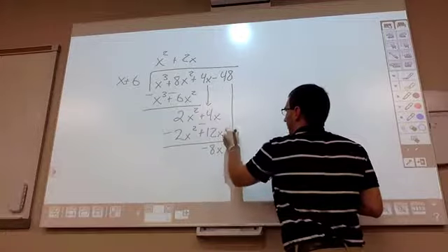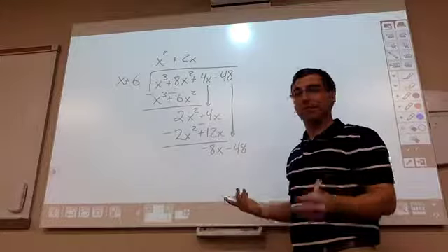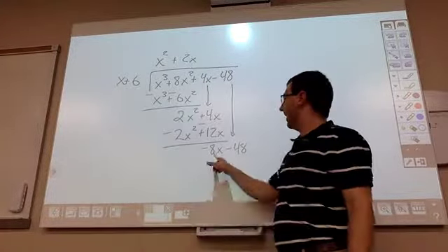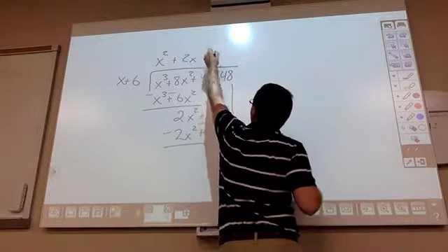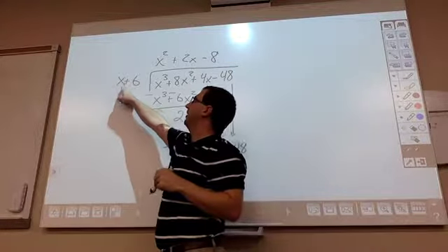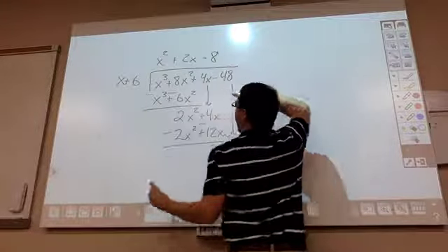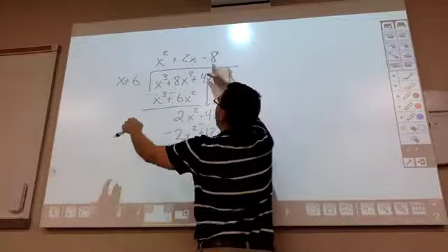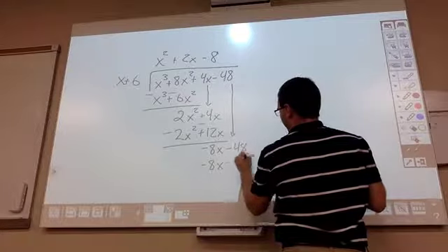Last but not least, we bring the last term down, negative 48. We repeat the same process. What times x gets me a negative 8x? Negative 8. So the negative 8 goes right up here. And then we take this negative 8 and multiply it by x plus 6, the divisor. So a negative 8 times x gets me a negative 8x. And then a negative 8 times a positive 6 gets me a negative 48.